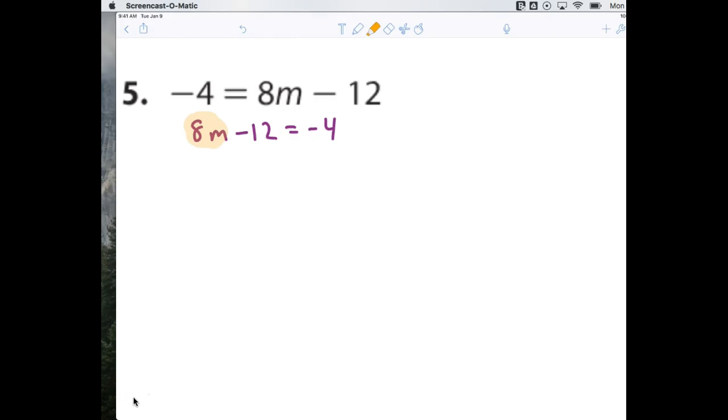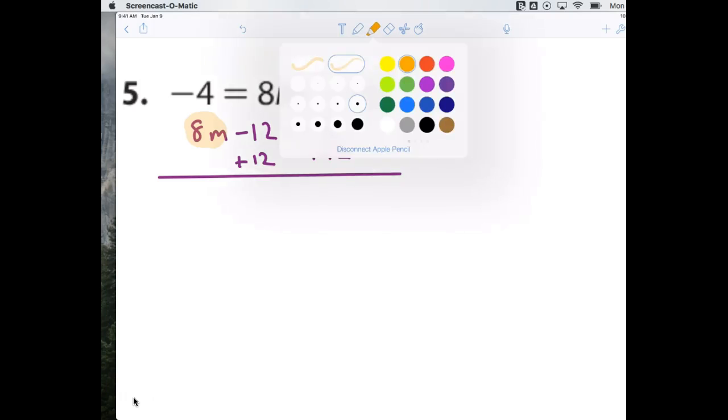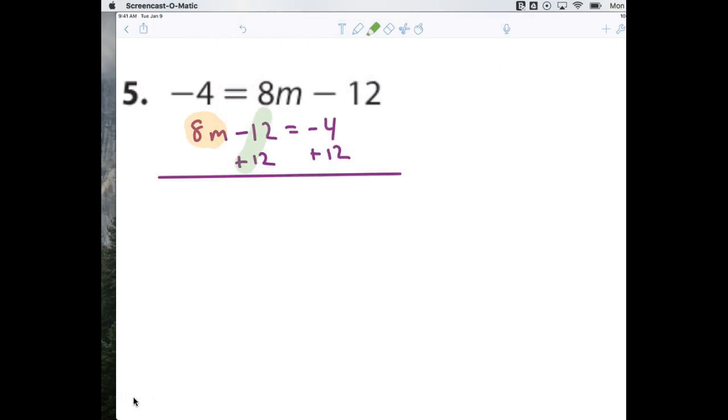How do I get rid of a minus 12? How do I undo subtraction? You add. So you're going to put a plus 12. And then you're going to put a plus 12 on the other side. Then the 12s cancel. Then you bring down the 8m. Now you just have to tell me what's negative 4 plus 12.